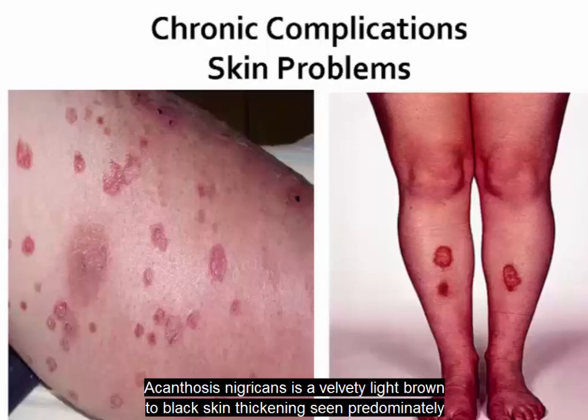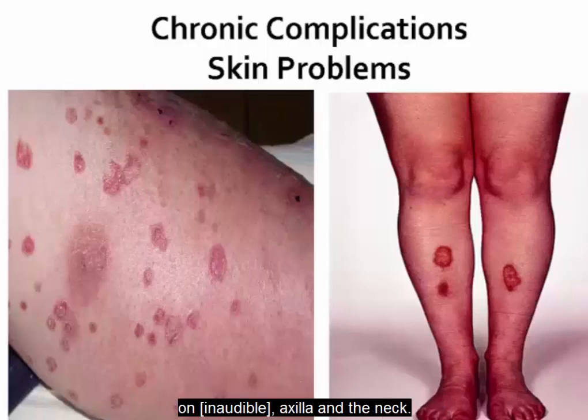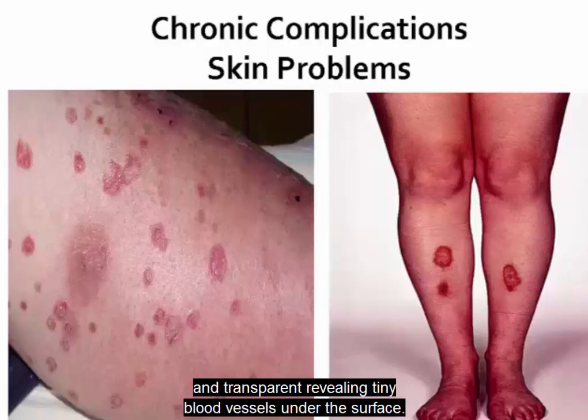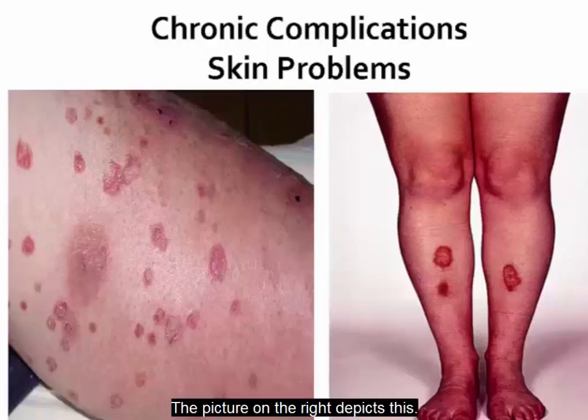Acanthosis nigricans is a velvety light brown to black skin thickening seen predominantly on flexures, axilla, and the neck. Necrobiosis lipoidica diabeticorum usually appears as red-yellow lesions with atrophic skin that become shiny and transparent, revealing tiny blood vessels under the surface. The picture on the right depicts this.